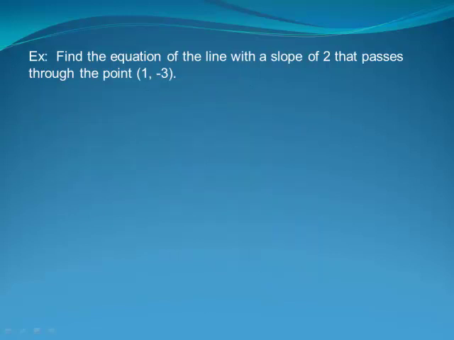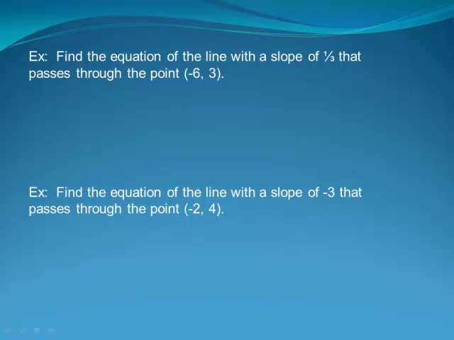So let's look at another example. The top example says, find the equation of the line with a slope of 1/3 that passes through the point (-6, 3). Again, we know our slope. Slope is 1/3. We have one point, (x1, y1), that's (-6, 3). We know that y minus y1 is equal to m times the quantity x minus x1 will give us an equation given a slope and a point, which is exactly what we have here.